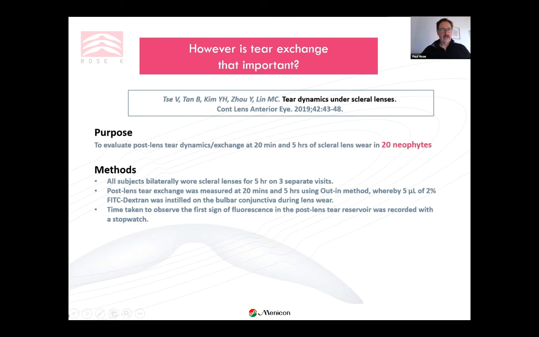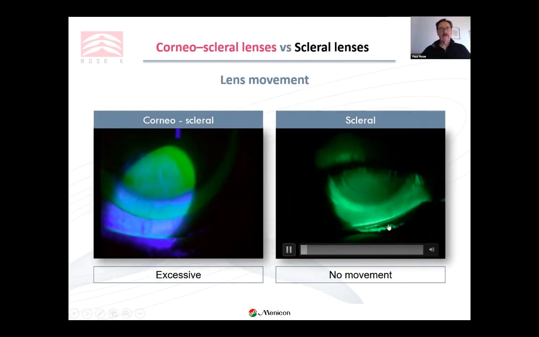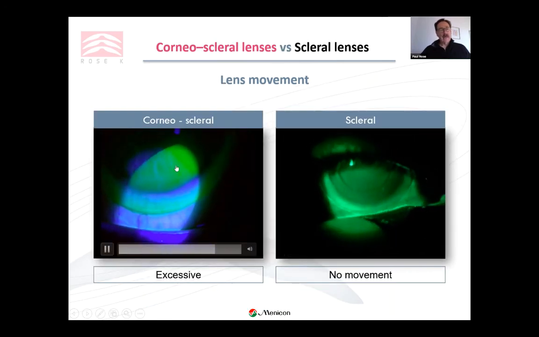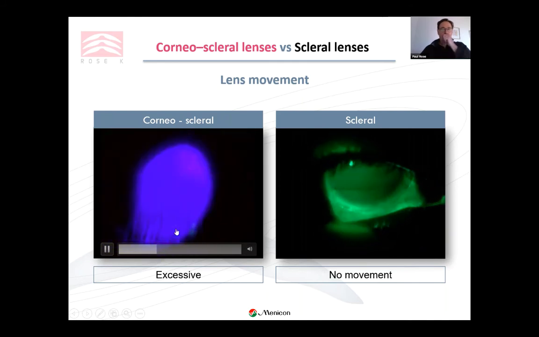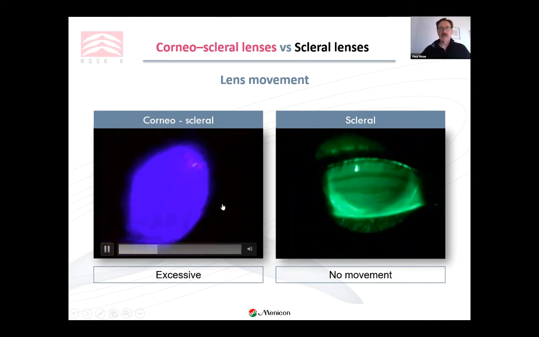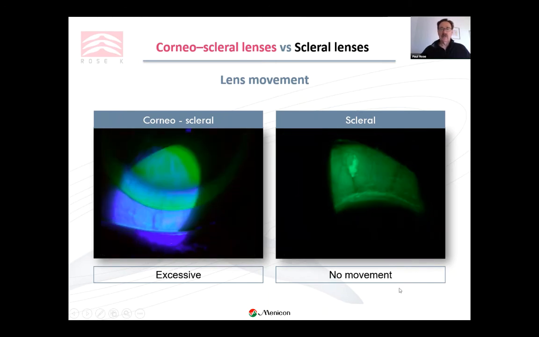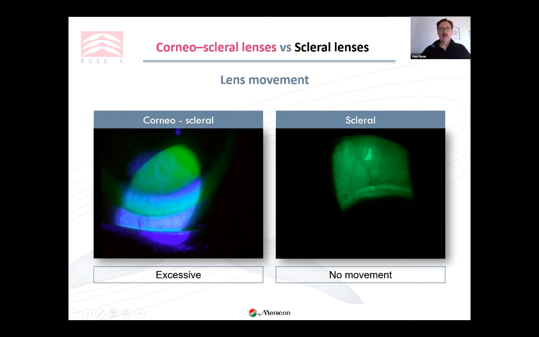So if we have an excessive amount of lens clearance, as we do here, replay that video, that will be uncomfortable for the patient. And sometimes you will get bubbles coming in at the edge of the lens. And here we have a scleral lens, and you can see basically there is no movement that you can see there at all.